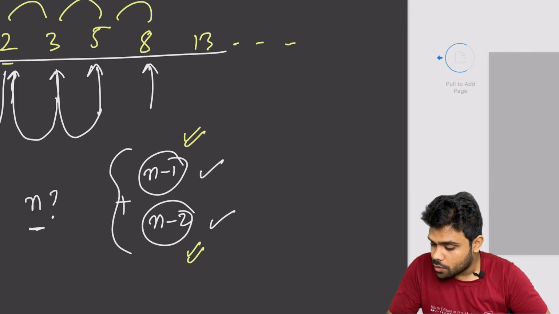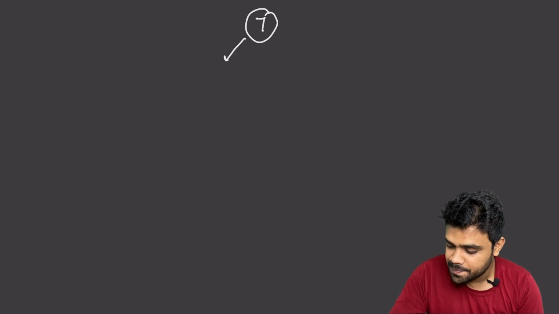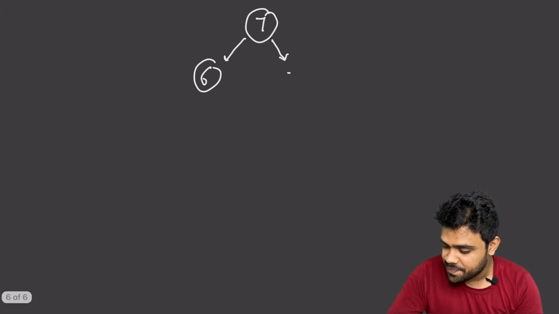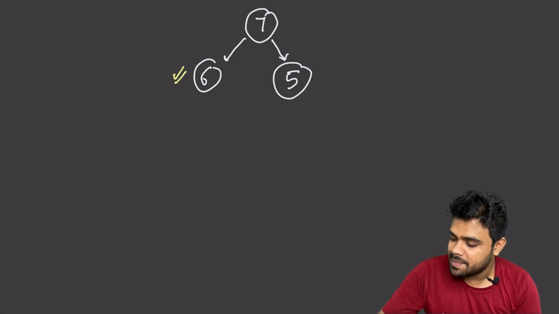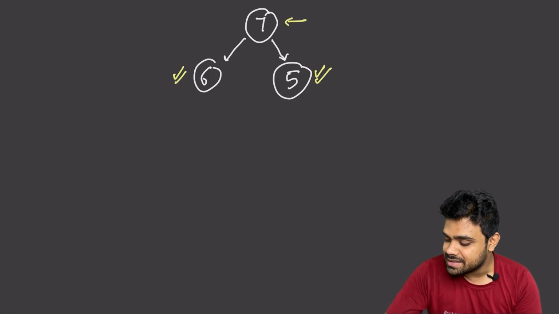All right, so let us now draw the recursion tree. Let me take the example of 7. We want to find the 7th term of the Fibonacci series. To find the 7th term, I am making two recursive calls: one to n minus 1, that is 6, and one to n minus 2, that is 5. I'm asking recursion to give me the answer for each, and I will simply add them up to find the answer.